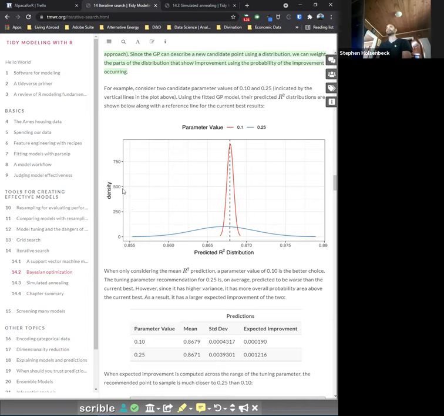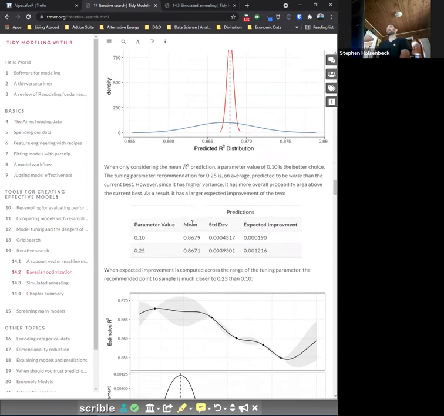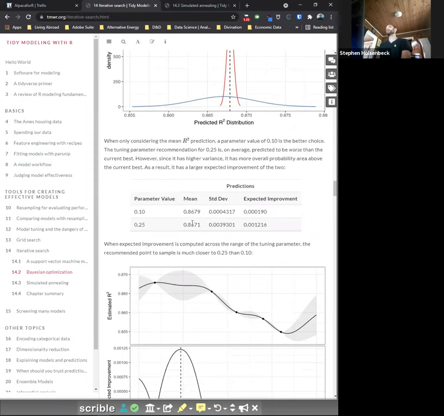Yeah, I'm not sure what density means there. But I guess this part makes sense. When only considering the mean R squared, a parameter of 1 is a better choice, but the parameter recommendation for 0.25 is on average predicted to be worse than the current best. However, since it has a higher variance, it has more overall probability area above the current best. As a result, it has a larger expected improvement between the two. So this is the expected improvement there.